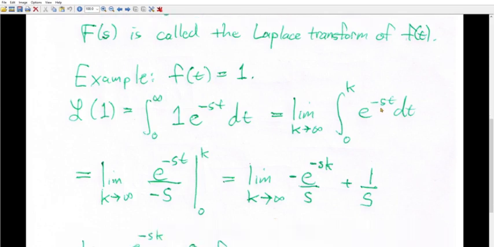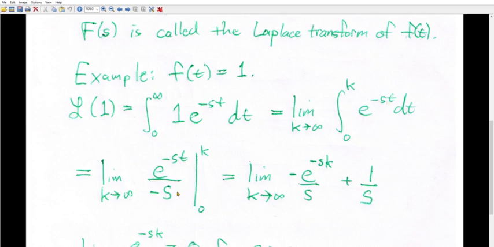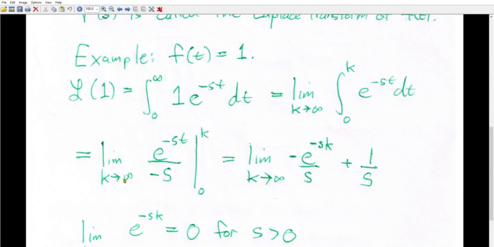And this is not hard to integrate. The antiderivative of e to the minus st is e to the minus st over minus s. Okay, and we're going to take the limit as k goes to infinity of that. Now we evaluate at the two limits, and at k we get minus e to the minus sk over s, and at 0 we get 1 over minus s, and since it's subtracted, plus 1 over s.